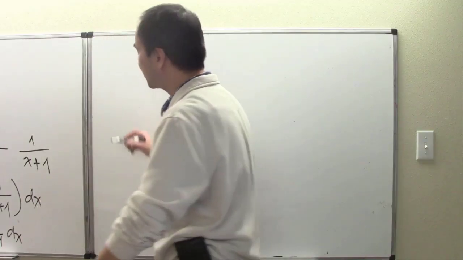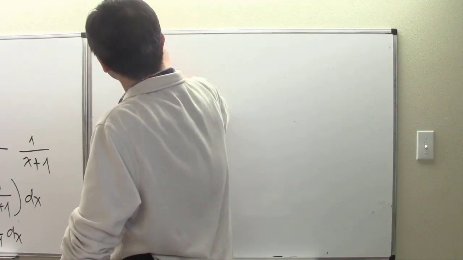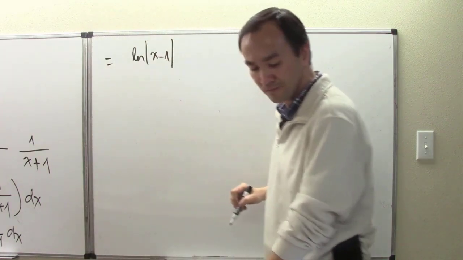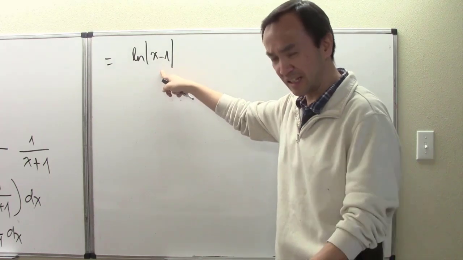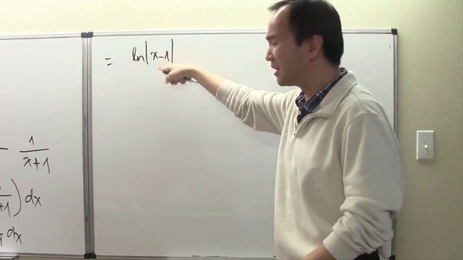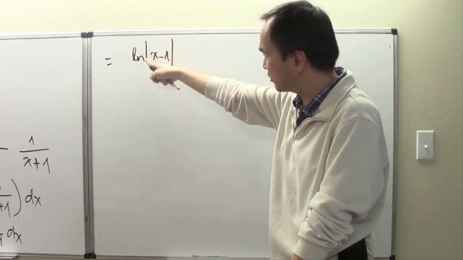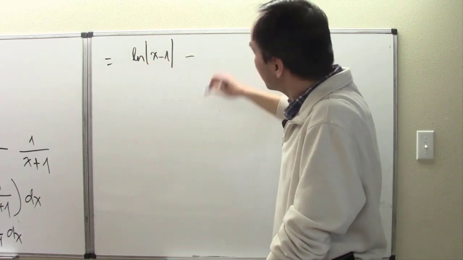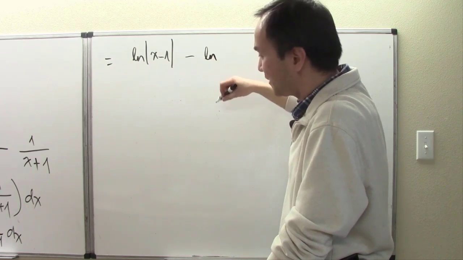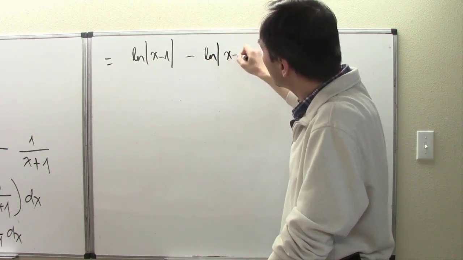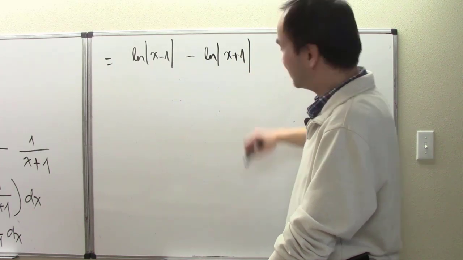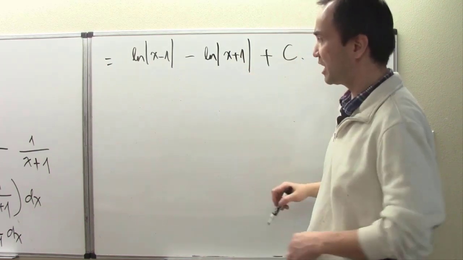The answer there for the first term will be just the natural log of x minus 1 in absolute value. With that one right here, you can easily and quickly do a little substitution, right? And you get natural log of x minus 1 in absolute value minus natural log of x plus 1 in absolute value. That takes care of the second term after antiderivative. And then we add the plus c. We're done with the problem.